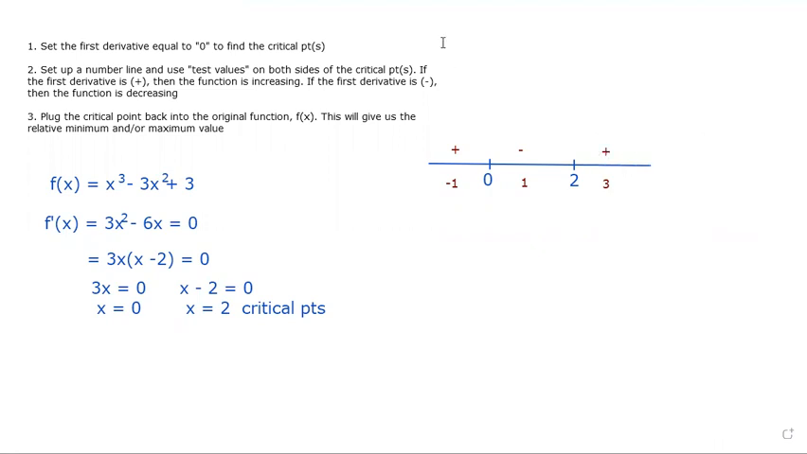Now, that seems insignificant, but it's not insignificant at all, because that tells us how the graph is going to go. We know that this graph is going to increase from negative infinity all the way up to 0, and also from 2 all the way to infinity. Let me come back and put my infinity signs in. So from negative infinity to 0, and also from 2 to infinity, this is going to be increasing.